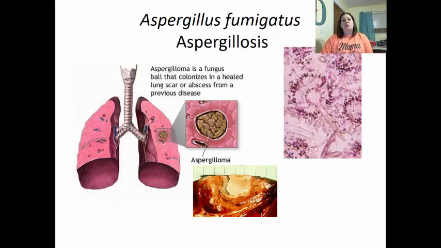Now, aspergillosis happens when a fungus ball colonizes in a healed lung scar and an abscess starts to form. This is seen a lot of times in farmers and gardeners because they're more prone to it coming from soil and getting kicked up into their lungs. Now, there is a chart over the lower respiratory diseases, which is found on page 702 in your textbook. So again, if you have any questions or concerns, please let us know.